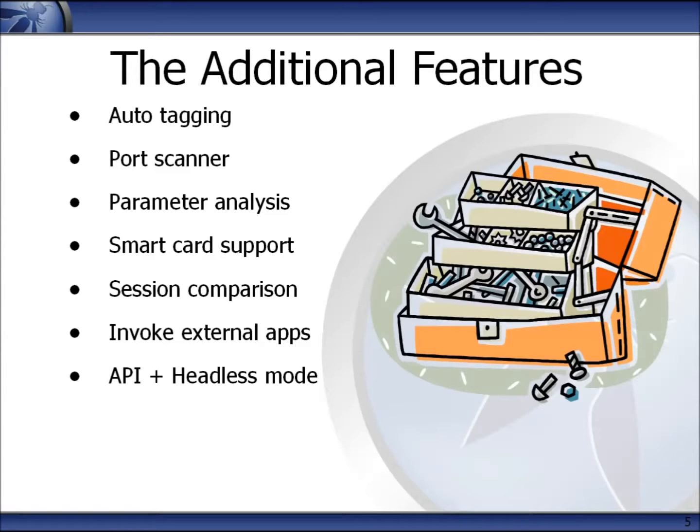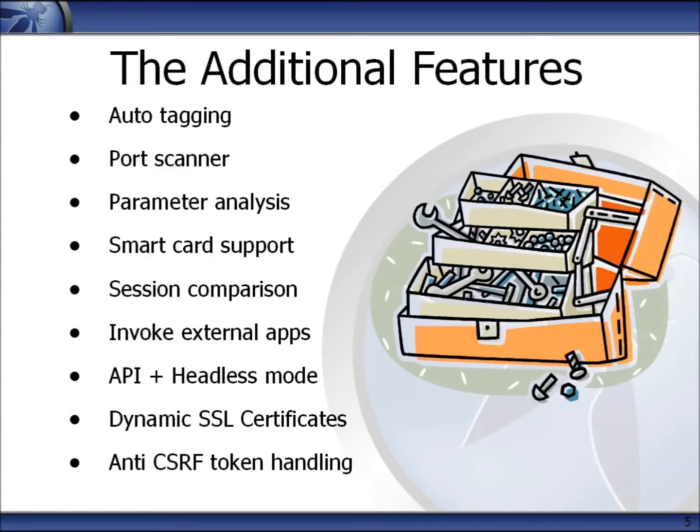ZAP can be run without the UI in headless mode and can be accessed via a REST API. This is very useful for automated testing. It supports dynamic SSL certificates, so you can generate a unique root certificate authority that you can tell your browser to trust, allowing ZAP to seamlessly intercept HTTPS traffic. And it has very good support for anti-cross-site request forgery tokens. If your application uses these, and it probably should, then ZAP can automatically regenerate them when active scanning and fuzzing.